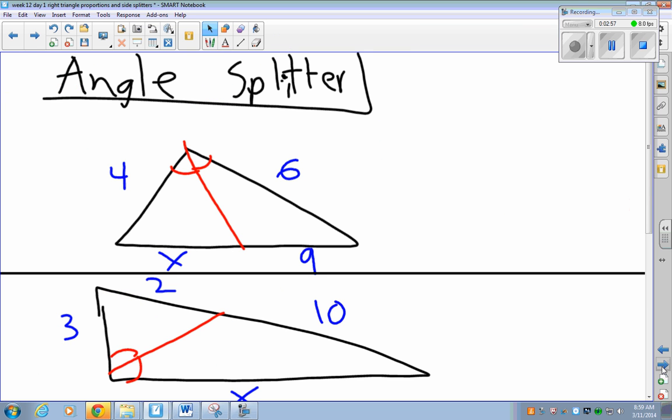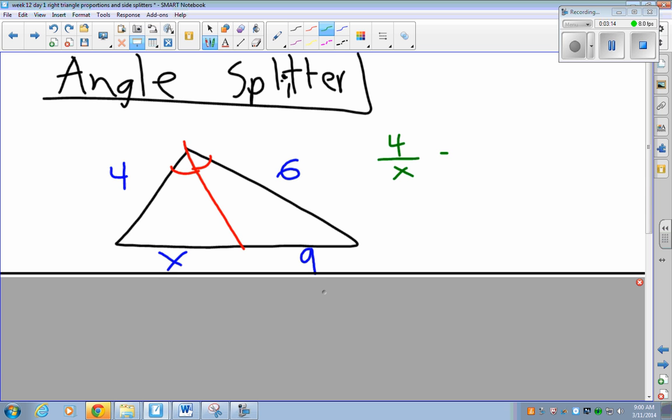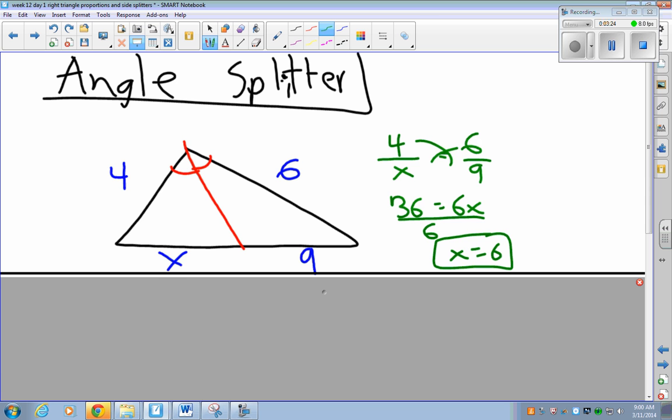Here are angle splitters. And again, this is all from 7.5. And just because I'm not here today, I'm not going to tell you why these guys are similar, but they are. And you can do very easily 4 over x equals 6 over 9. Solve, x equals 6. So notice, I did, in a sense, top left over bottom left equals top right over bottom right. Okay? And you can solve that.